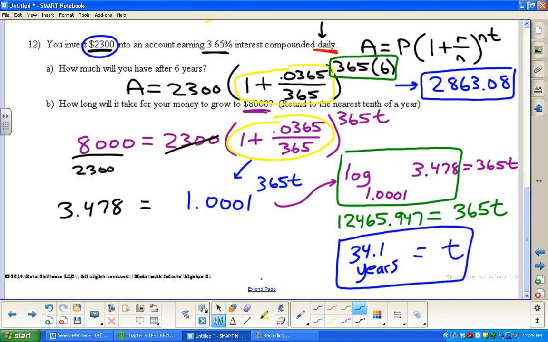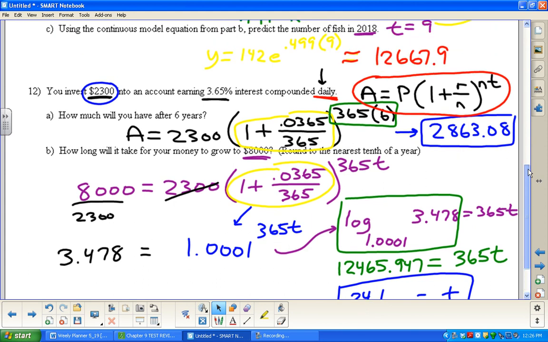Okay, so it's going to take a long time, but think about it, it's free money. You throw money in a bank account, 34 years later, you've more than tripled your money. So again, when in doubt on these, change to log form. Make sure we get this formula down and known for the compound interest. That's the only time you'll use this formula, is compound interest.